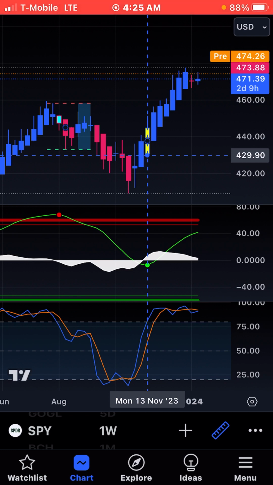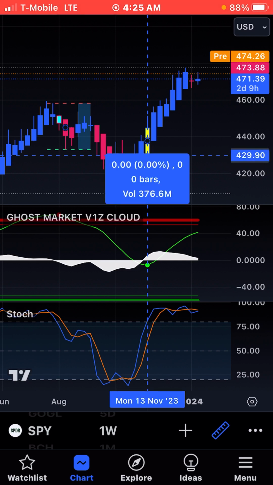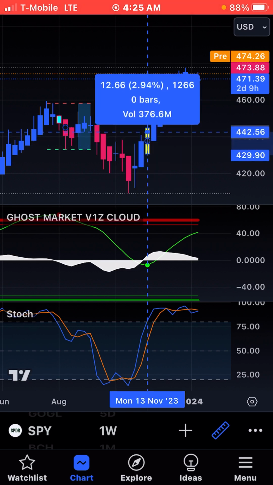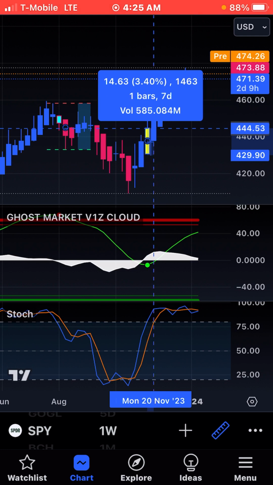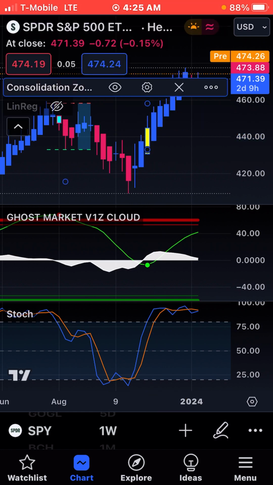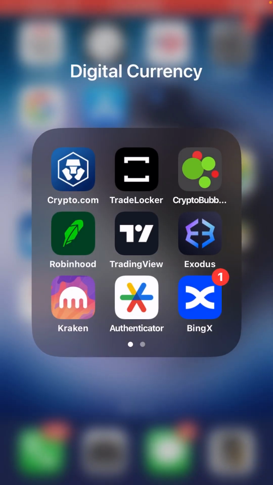Now you want to double check everything with your stochastic as well, and make sure it's going in the same direction on the weekly. So since we're going up here, we want to make sure the blue line is across the other line. So if you bought a contract here for 1 week, it went up $14.